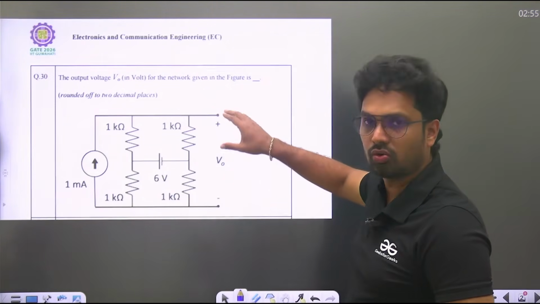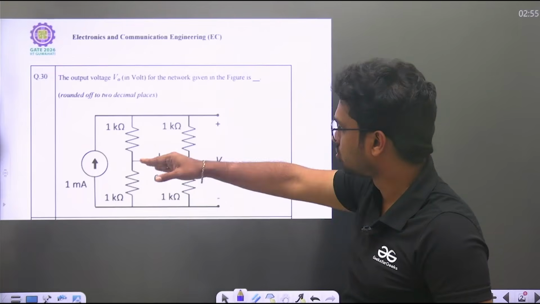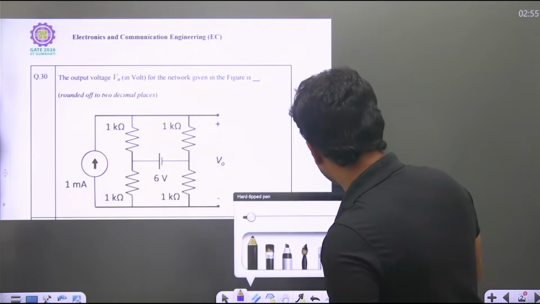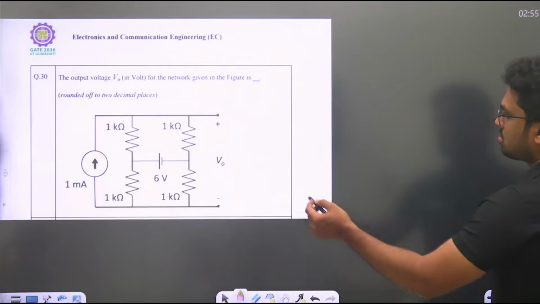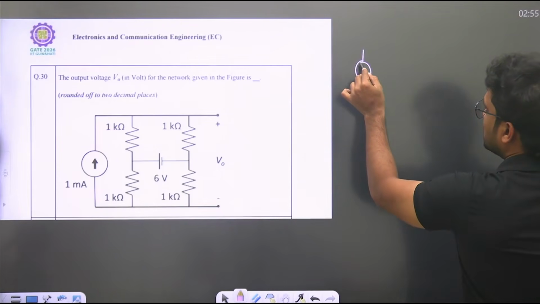You need to find the voltage between these two terminals because two sources are acting simultaneously. We can solve by superposition. Node analysis will also give you the same answer. I'm taking only one source at a time.